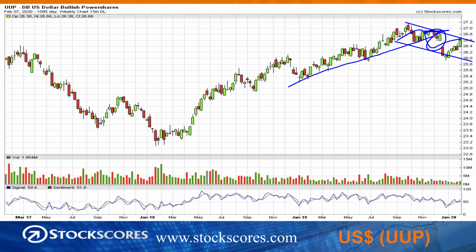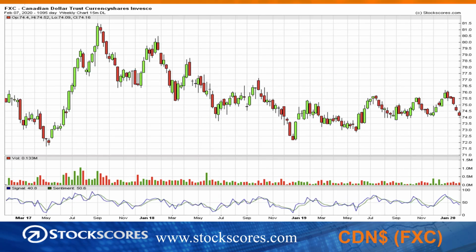I think we're probably going to pull back in the US dollar next week, but let's see if we can make that break of the downward trend line. The strength in the US dollar means weakness in the Canadian dollar, and a lot of that has to do with the weakness in oil, because there is a strong correlation between the Canadian dollar and oil prices, and oil prices have been fairly lousy lately.